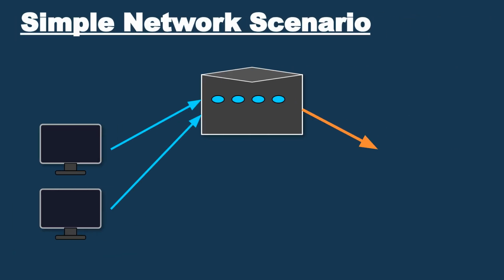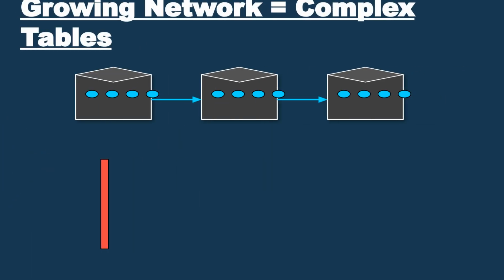In a simple network scenario, two computers send data packets to a router. The router uses its routing table to determine the best path to the internet. As networks grow, they become more complex, and routers face a challenge. Multiple paths may exist between devices. How does the router know which route is the best?